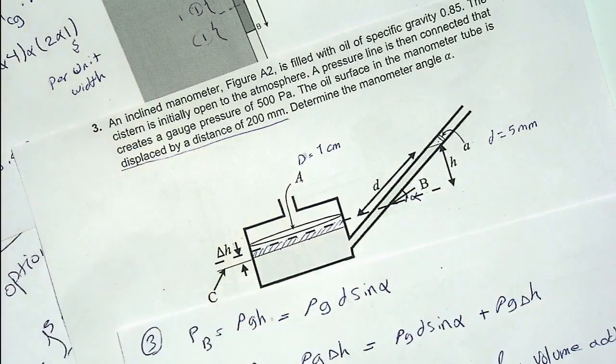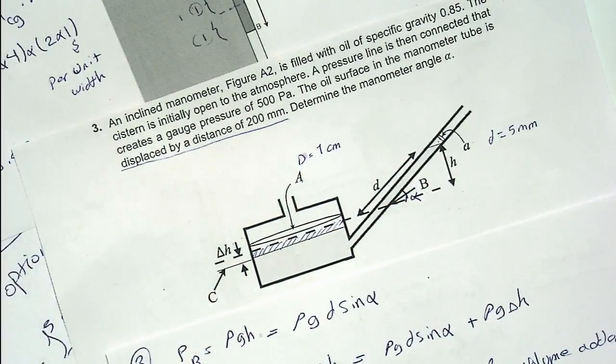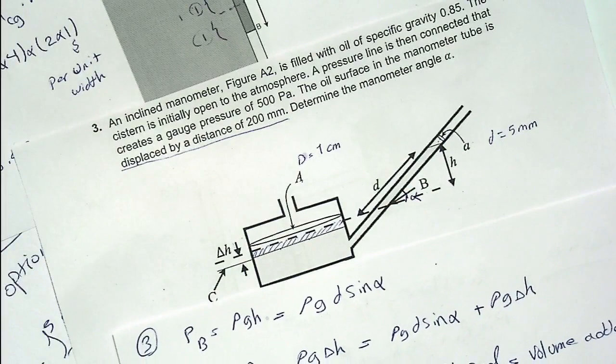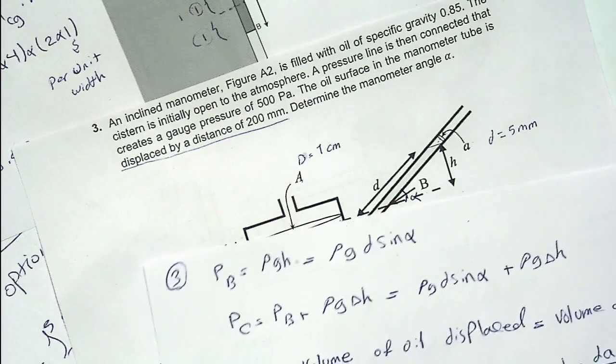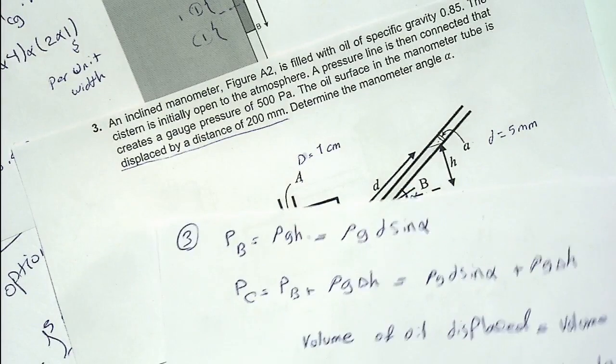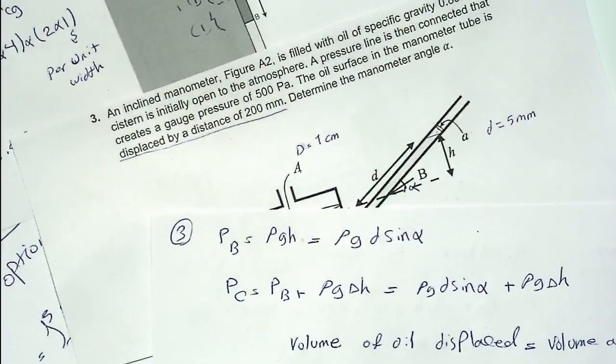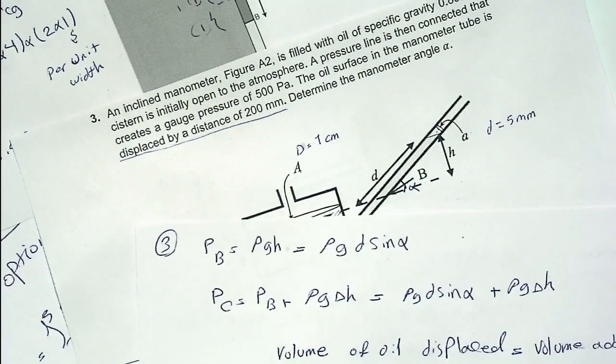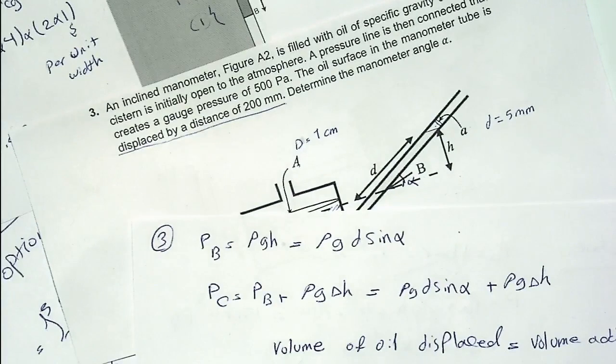Because C is lower than B, so the hydrostatic force of the liquid on top of it has to be taken into account. Yeah. Okay. So using this, you would get sine alpha, and using the sine alpha, you would get the alpha. Okay, I see.